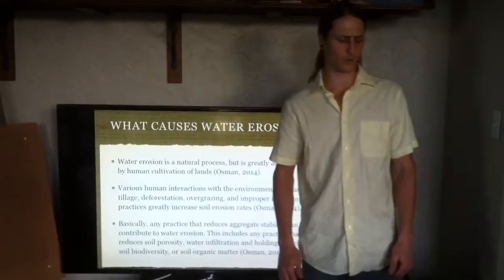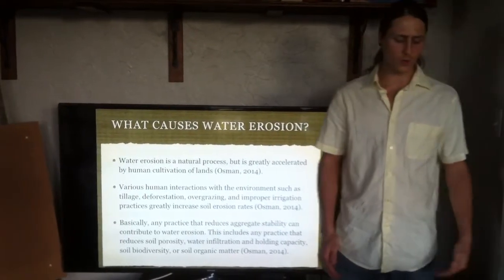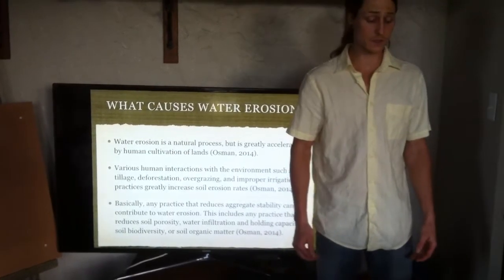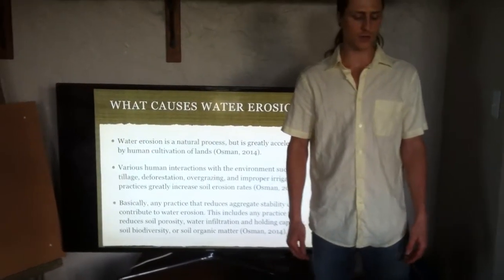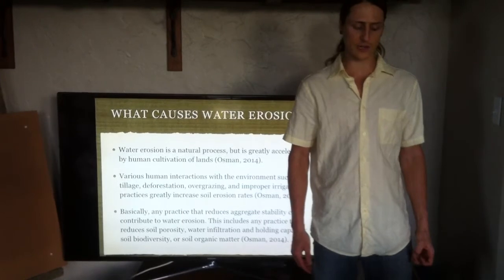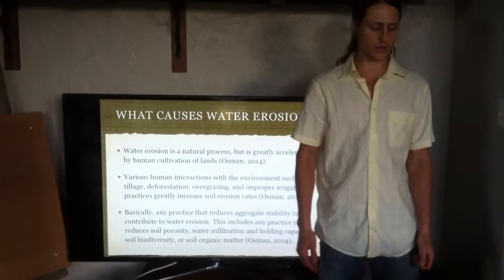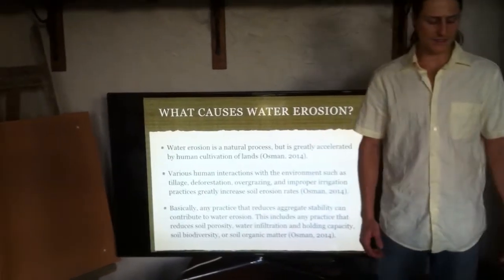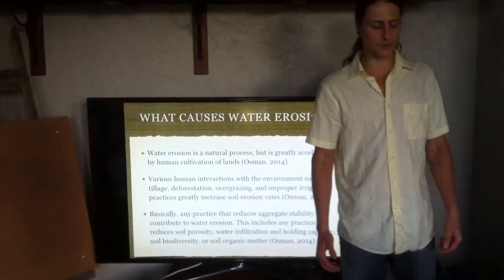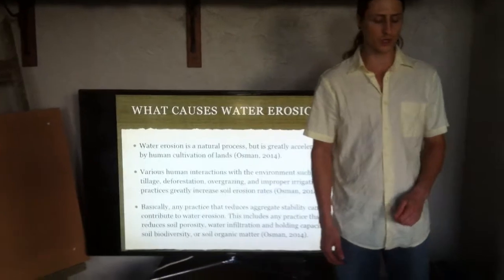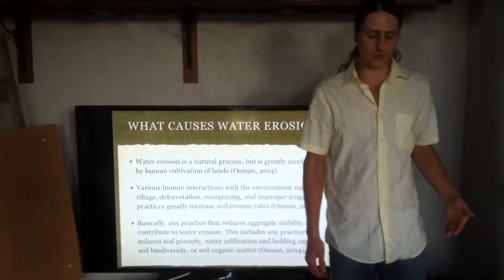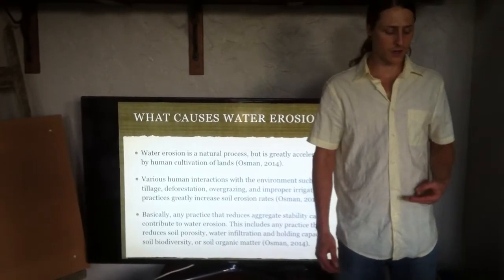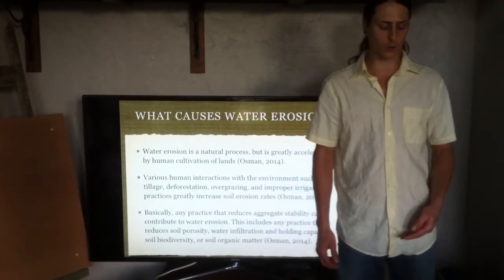So what causes water erosion? Water erosion is a natural process, but is greatly accelerated by human cultivation of lands. Various human interactions with the environment, such as tillage, deforestation, overgrazing, and improper irrigation practices greatly increase soil erosion rates. Basically, any practice that reduces aggregate stability can contribute to water erosion. This includes any practice that reduces soil porosity, water infiltration and holding capacity, soil biodiversity, or soil organic matter.